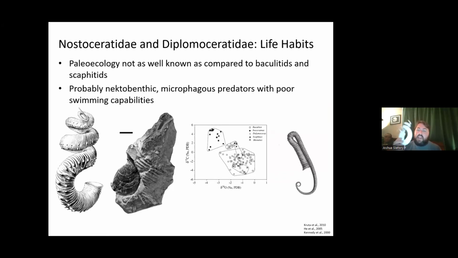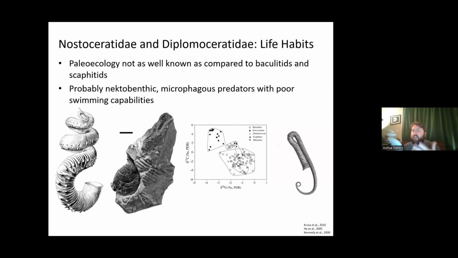We think these guys, based on how they float in the water column, probably were oriented like this, with their head pointing upwards, and their jaw structure actually suggests they were probably eating pretty small prey. So probably small crustaceans, small shrimp, small things, just like the Scaphitids. And their stable isotope values suggest that they were living near the sea bottom.